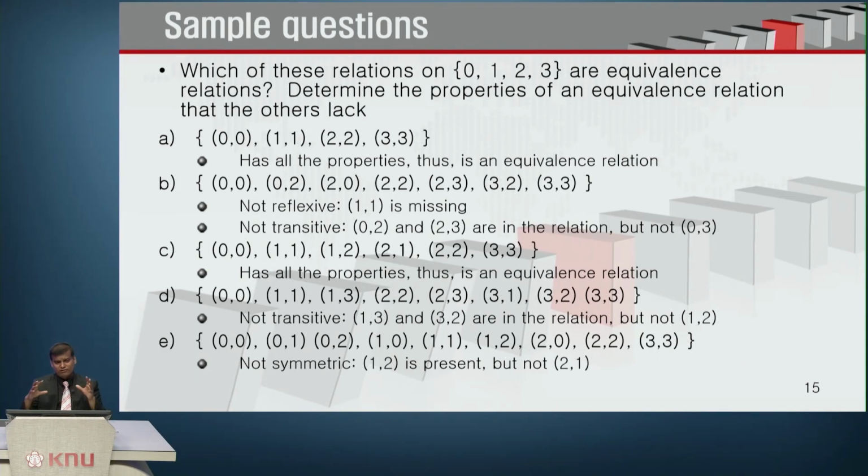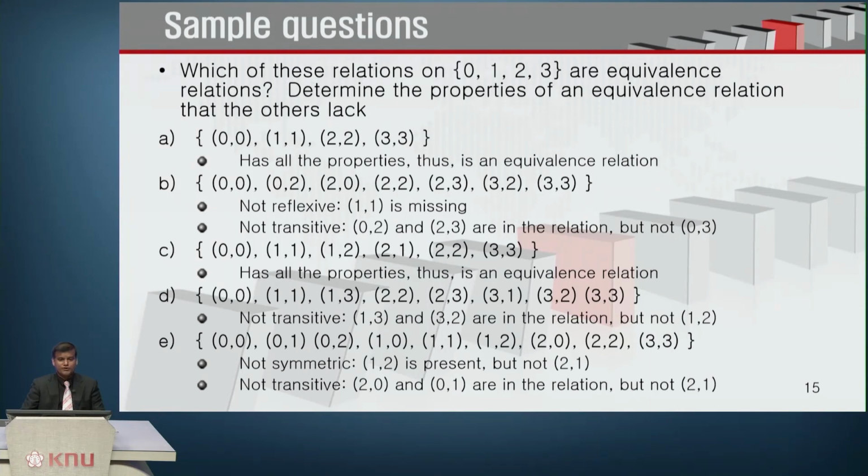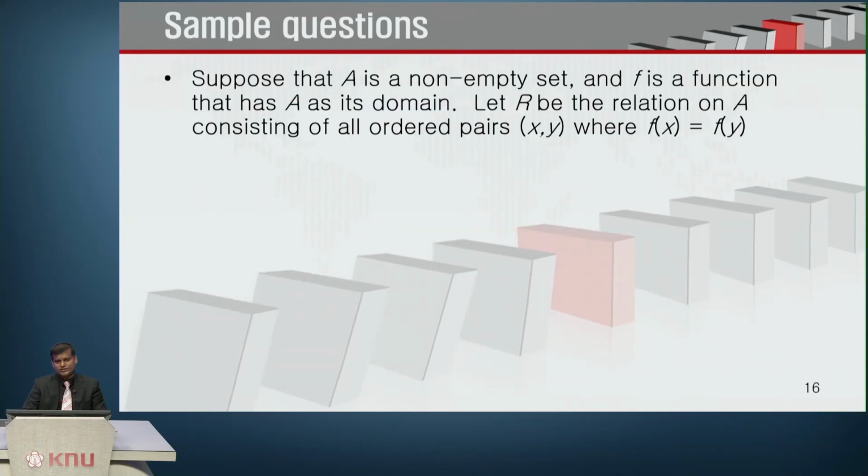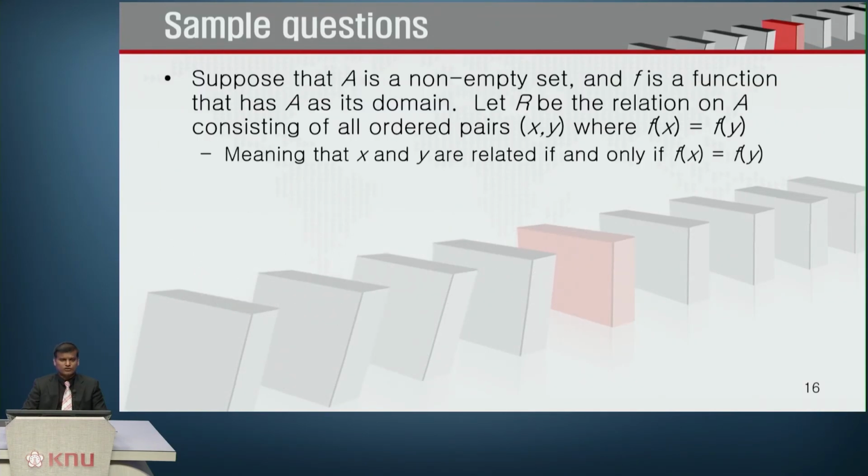At this time of discussion in relations, you would be familiar with various statements that we made during this whole lecture. For example, the last one in E, we don't have a transitive relation because 2,0 and 0,1 are in relation, but 2,1 is not in relation. So by now you are very much familiar with these relational properties. So let's talk more about this with the sample questions you have.